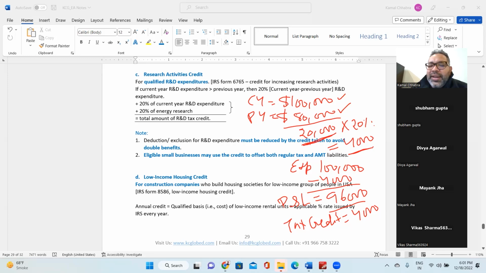So the expenditure you have made is $100,000 minus this 4,000, which should be reflected in your profit and loss account, that is $96,000. And this 4,000 you will be claiming as a tax credit. Okay. Similarly, how we looked at in the previous example.